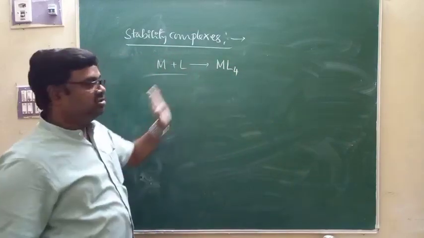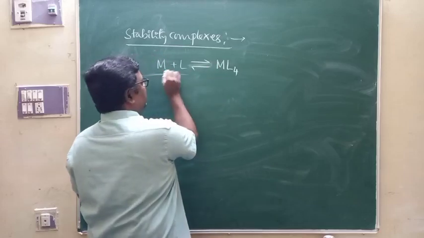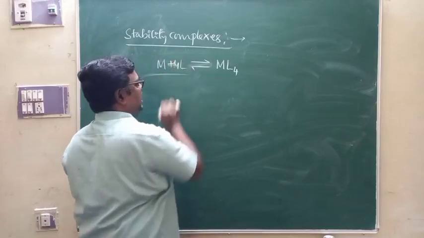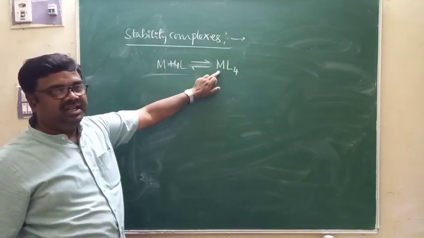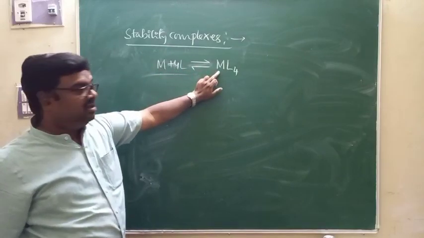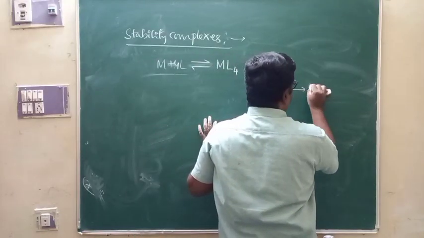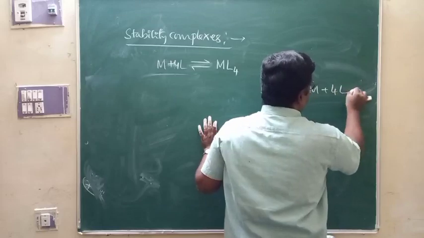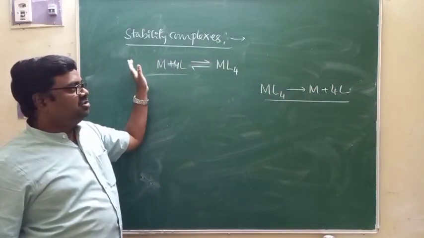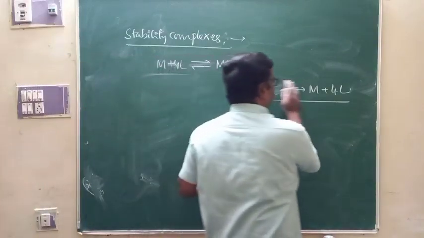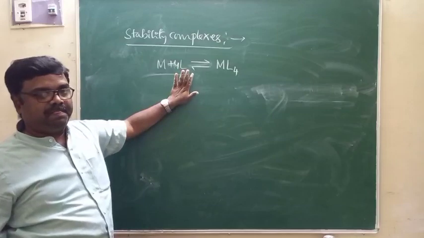I call it association. There is an association of metal and 4 ligands to form a complex ML4. If I reverse this, ML4 into M plus 4L, this is called dissociation, is it not? This association is the reverse of dissociation, but I am talking about association of metal and ligand in solution.